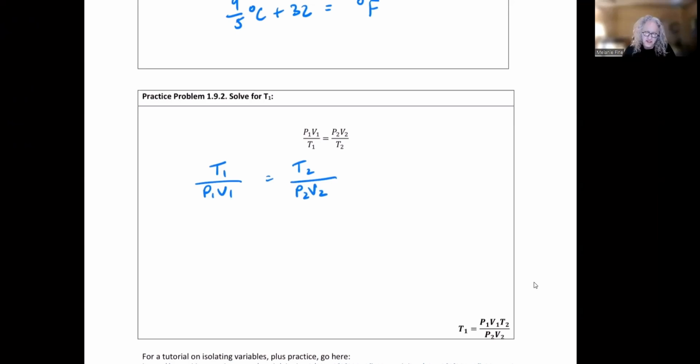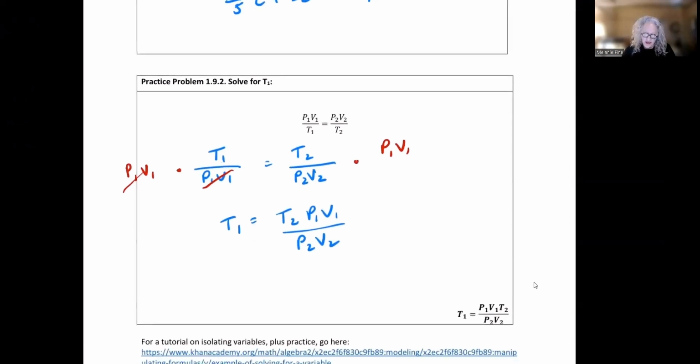Now it's just really easy to solve for T1 because to get T1 by itself, well, right now it's being divided by P1 and V1. So if I multiply by P1, V1, I'm going to get T1 by itself. I'm going to isolate it. And what I do to one side of the equation, I have to do to the other. So P1, V1 cancel out. My equation becomes T1 equals T2, P1, V1 over P2, V2.